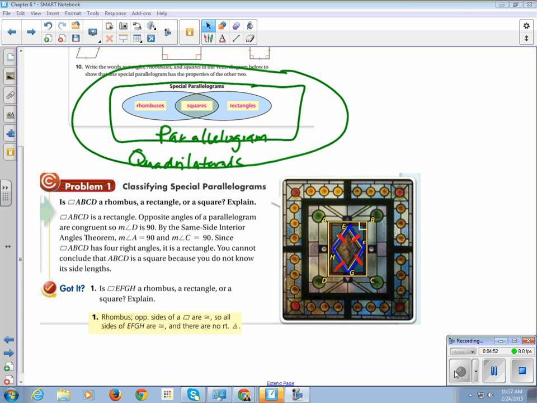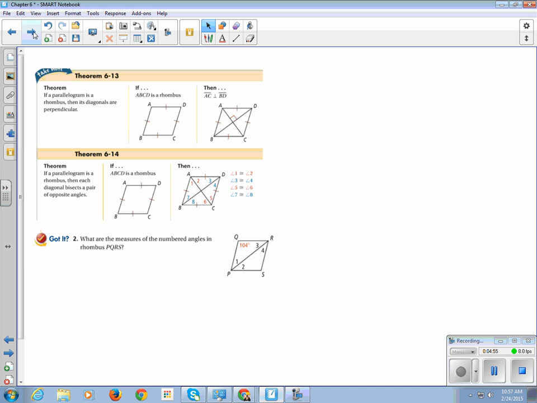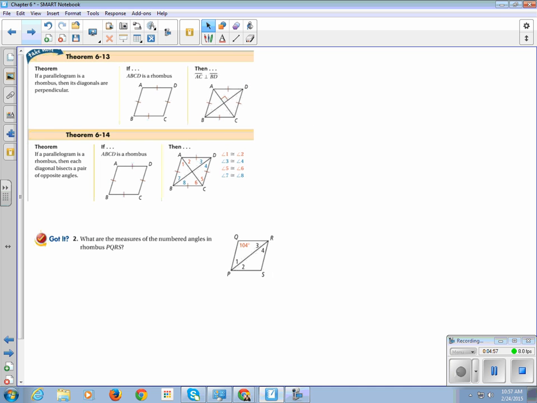All right. Theorems 6-13 and 6-14 say that if you have a rhombus, then your diagonals are not only bisectors, but they are perpendicular bisectors. And then if you have a rhombus, then diagonals bisect the opposite angles.